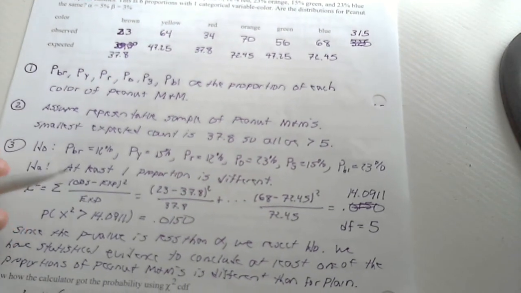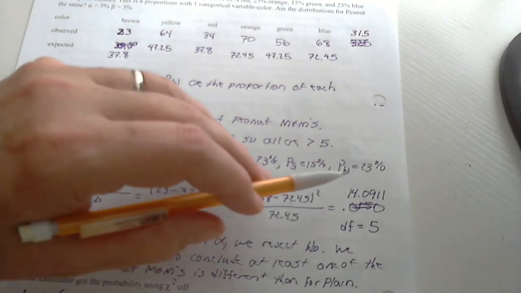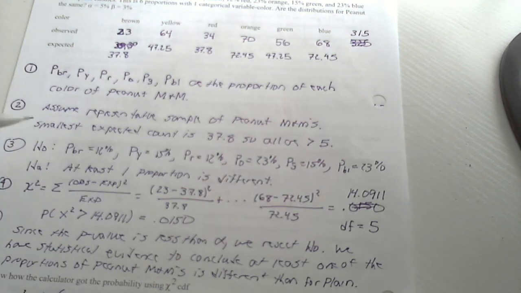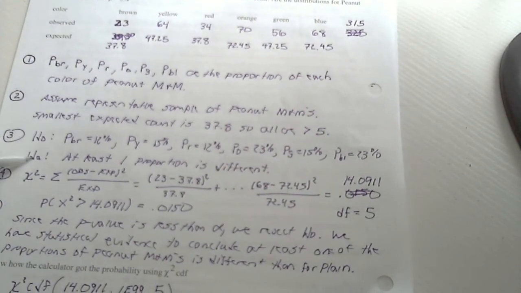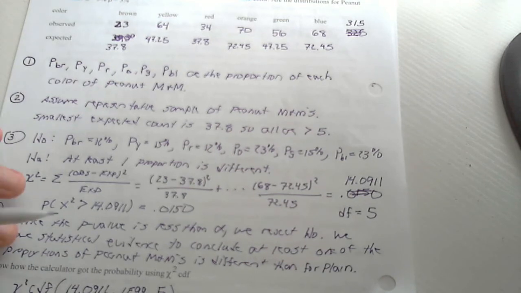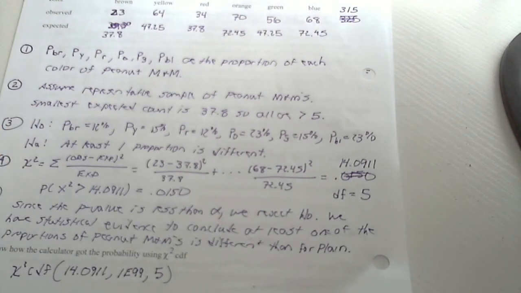Our H naught is that each of these is as the distribution said, that they're claimed to be 12% and so on in the distribution of plain. We're looking to see if peanut is the same as that. The alternative hypothesis is that at least one of these is different.